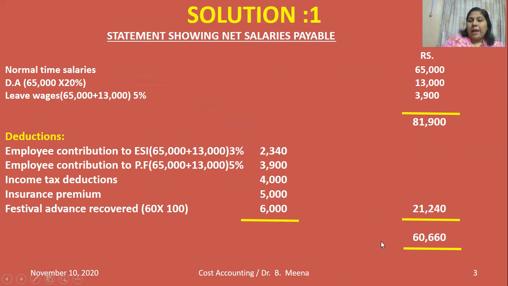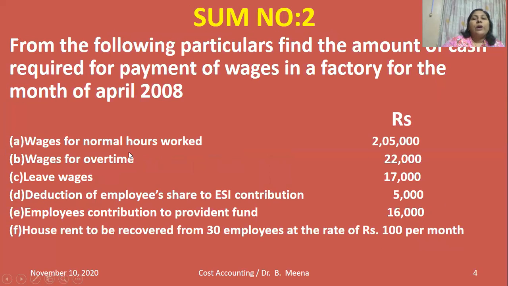Again I'm highlighting what is to be ignored. Employer's contribution to ESI or PF must be ignored for cash requirement for payment of wages. Okay, look at this problem. Another problem: from the following particulars, find the amount of cash required for payment of wages in a factory for the month of April 2008.